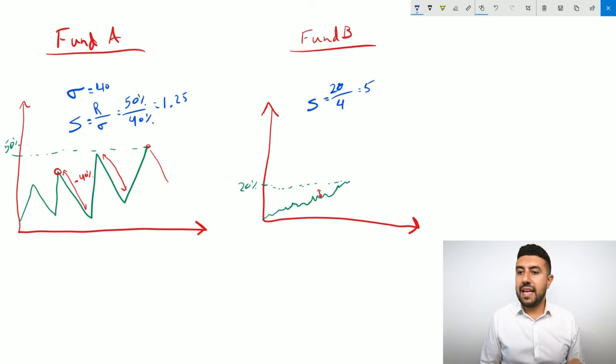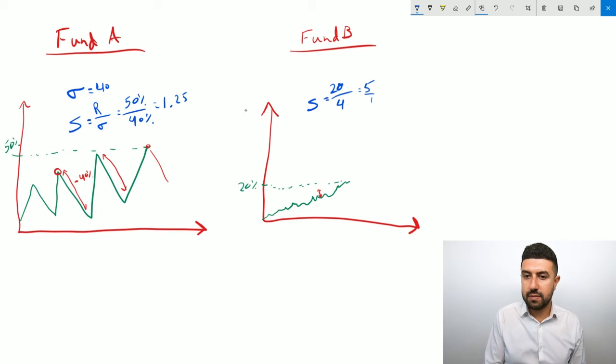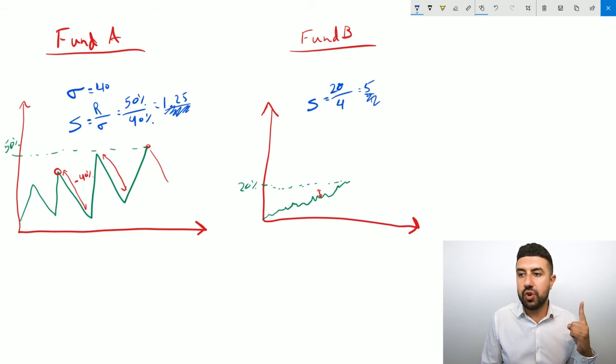What does that mean? That means that this fund, because it's 5 over 1, right? We remove the 1 because it's 1. This means that this one is giving us 5% return for every unit of risk that it's taking, every 1 unit. And this one is giving us 1.25% return for every unit of risk that it's taking. So for the same amount of risk, this one is giving us way more return. So this is the one we should invest in, right?